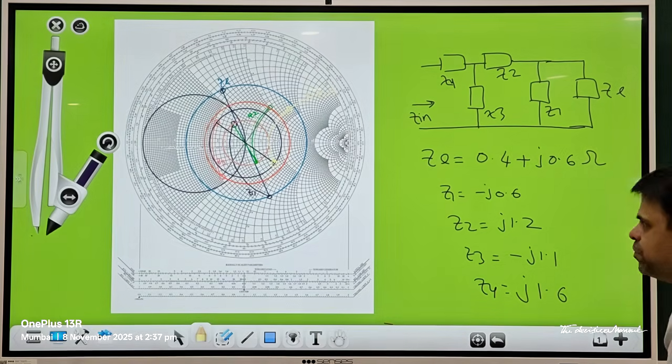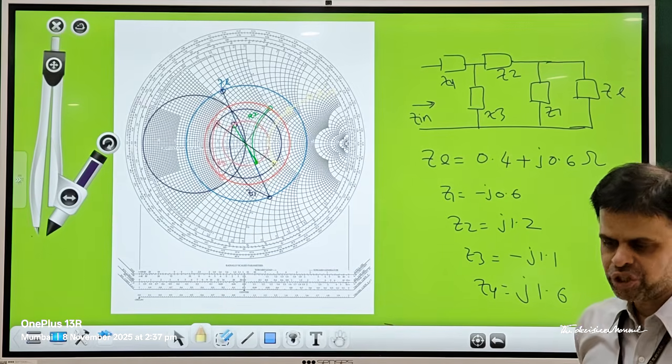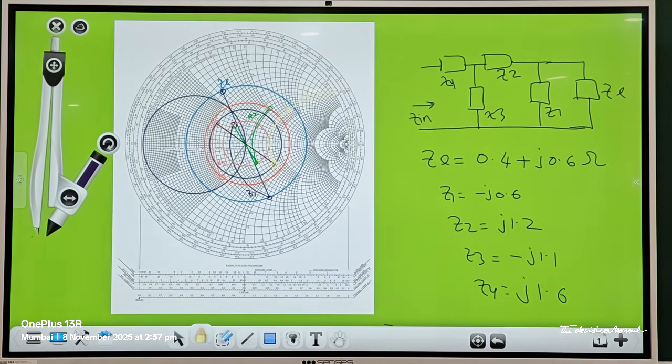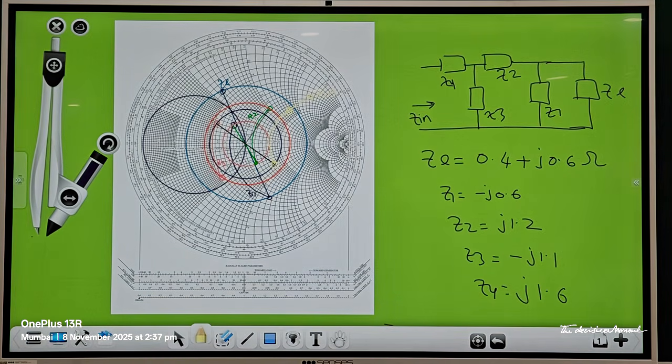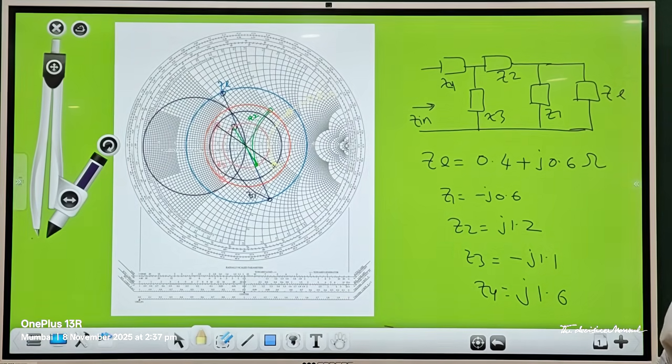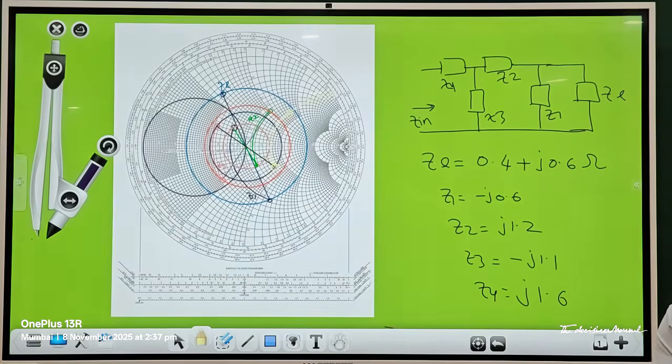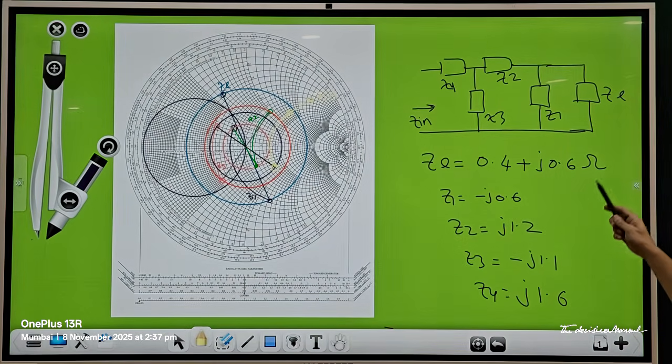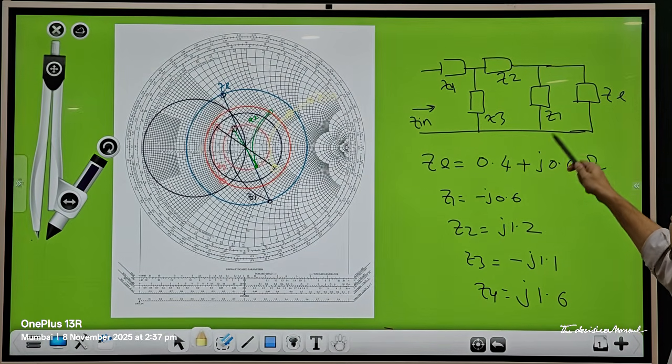In this video now, we will try to use a Smith chart to calculate the input impedance of the T-pi network. Now what do you mean by T-pi network? The circuit is connected in the T form as well as the pi form to which the load is connected. So one such example is given over here. You have a load impedance ZL which is given.